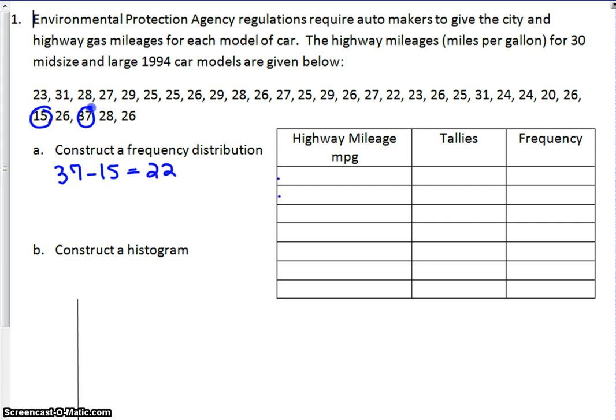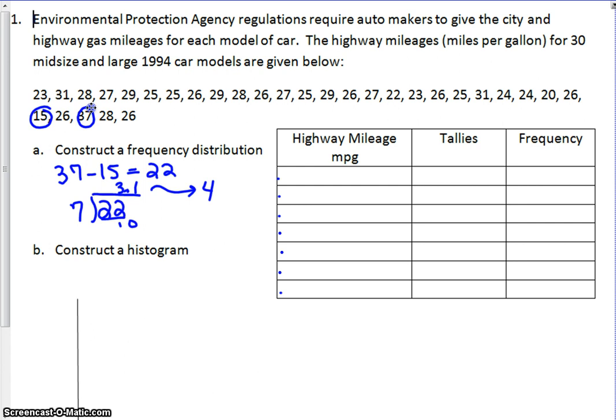I know I have 1, 2, 3, 4, 5, 6, 7 classes that I want. So I take 22 and divide it by 7. Here you're going to get 3.1, and you still have to increase it to 4, so you're going to have 4 in each of the groupings.